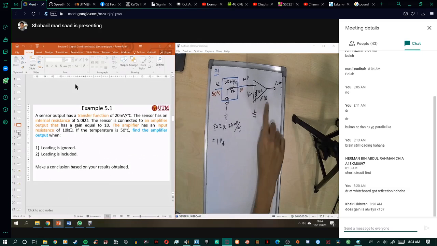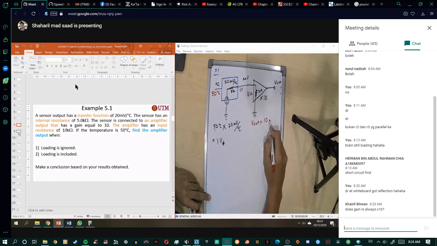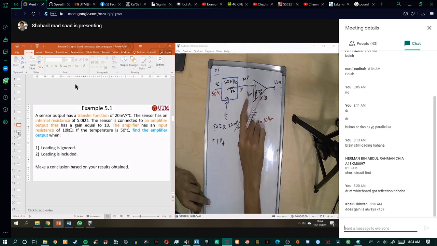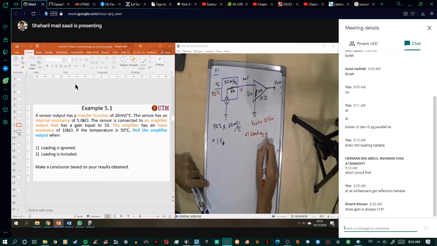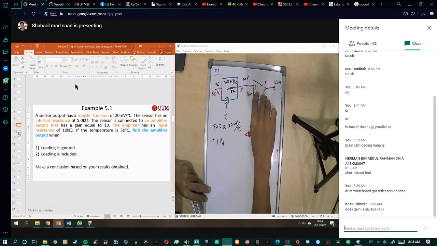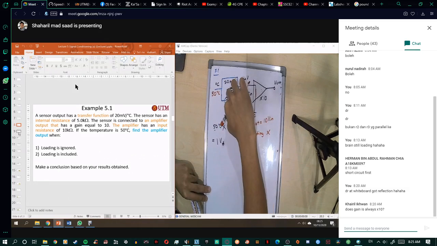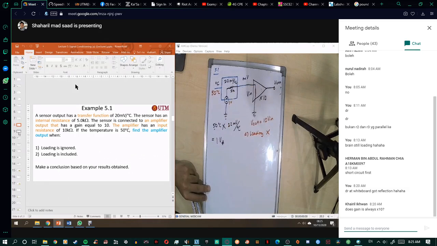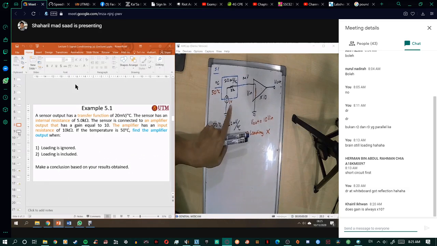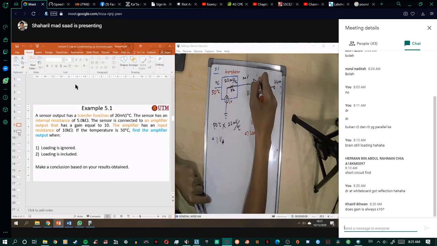So find the amplifier output. Our objective is to find the V out. We know that V out is 10 times V in. So how to find the V in when the loading is ignored? Loading ignored means you don't have the loading here, so you short the circuit. So V in here is equal to Vx, and Vx is equal to 1 volt. 50 degree will produce 1 volt from the transducer. This one is the transducer, and this one is the signal conditioning.